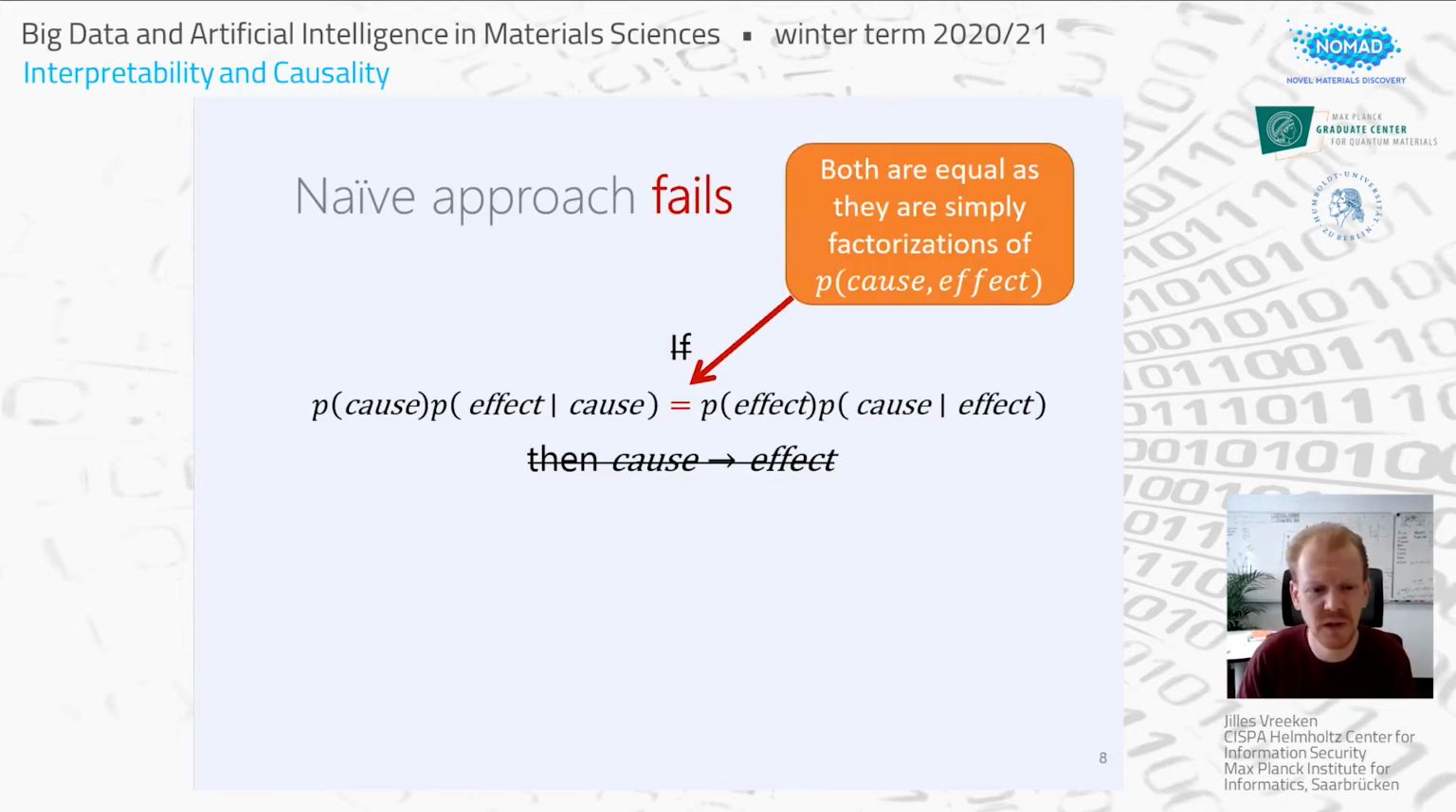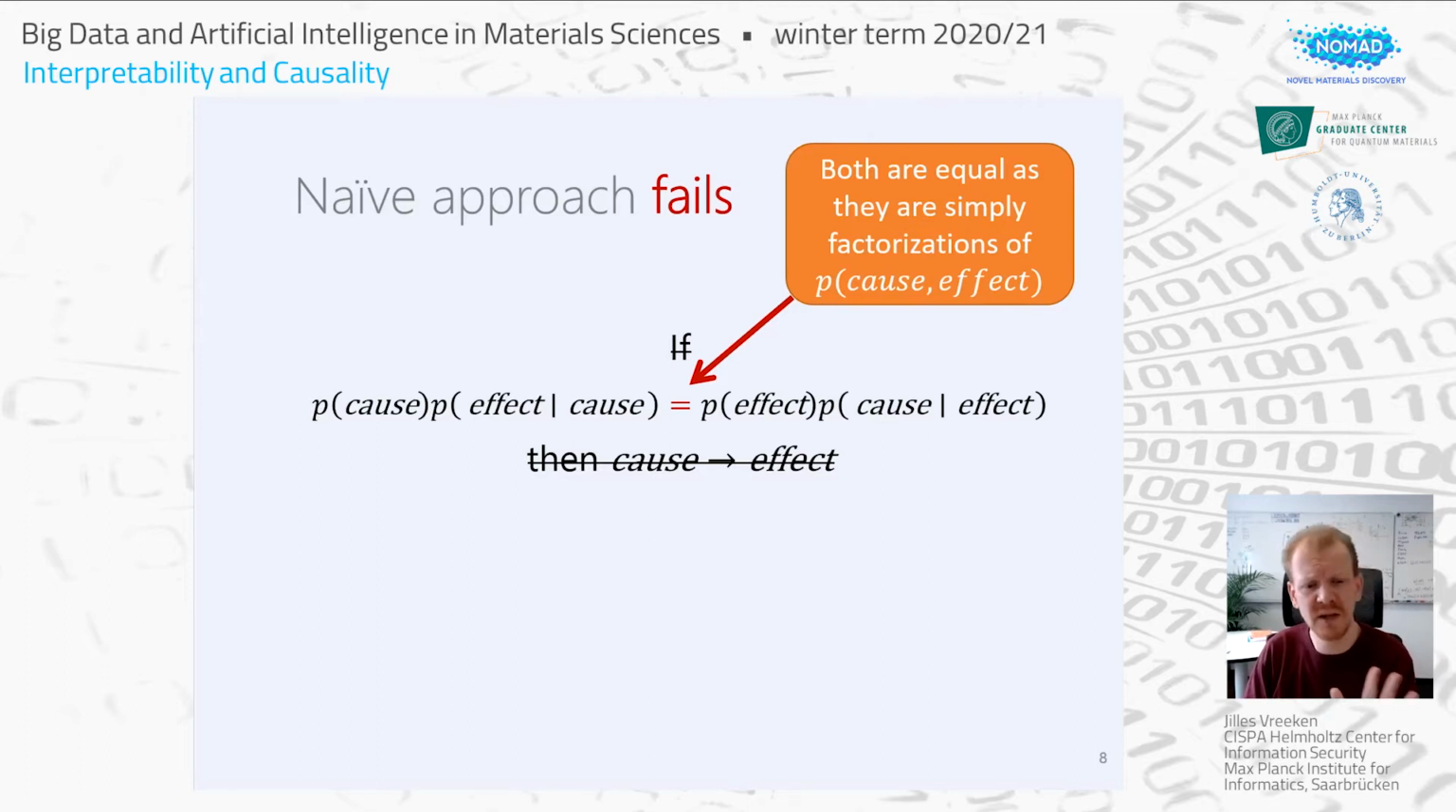Sadly, this fails because both these quantities are equal. They're simply factorizations of the same joint distribution of cause and effect together. Well, that's kind of a pity, right? So this doesn't work. And that already illustrates why in statistics, where essentially everything in probability theory is expressed in marginal probabilities, such as P of effect, and conditional probabilities, cause given effect, this language fails. The language fails. This is the important part.